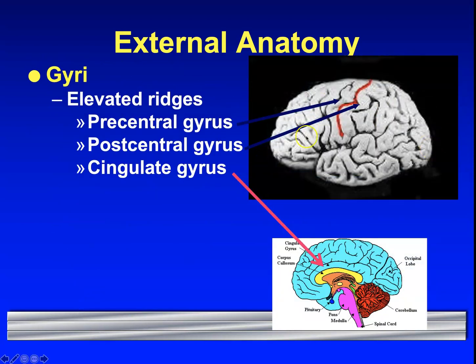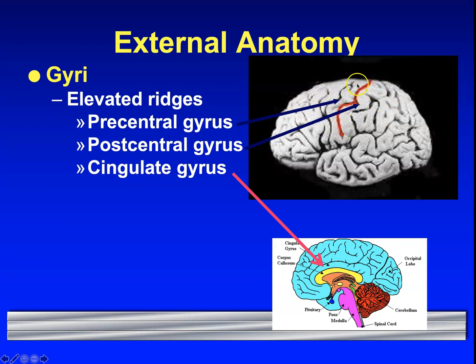Now, we name different parts based on how they look. The elevated ridges, this is a gyrus, gyri is the plural. Okay, this line here in red is a sulcus. That's an invagination, that's a depression. This line right here is called the central sulcus. It separates the frontal lobe from the parietal lobe.